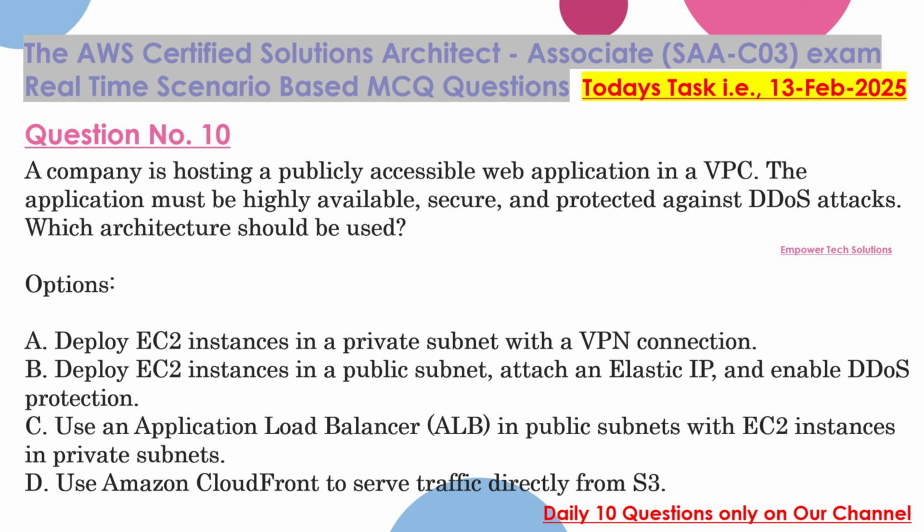Options: A. Deploy EC2 instances in a private subnet with a VPN connection. B. Deploy EC2 instances in a public subnet, attach an Elastic IP, and enable DDoS protection. C. Use an Application Load Balancer, ALB, in public subnets with EC2 instances in private subnets. D. Use Amazon CloudFront to serve traffic directly from S3.